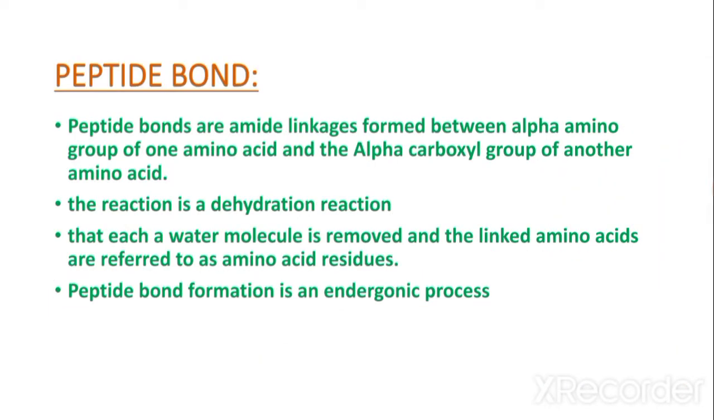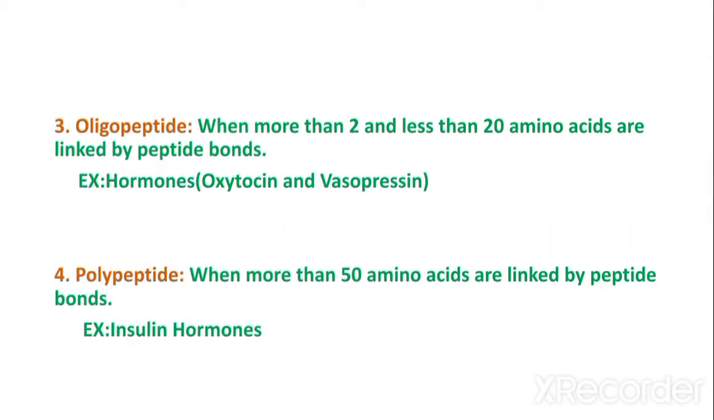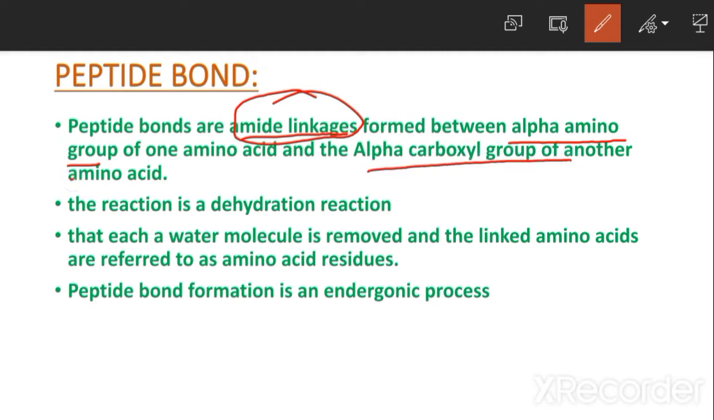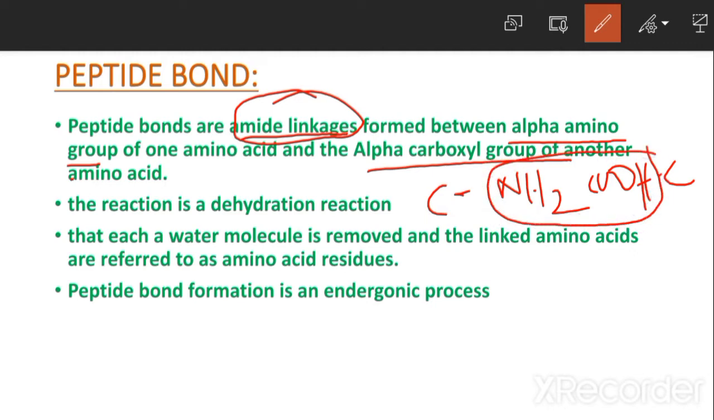Then the peptide bond. Peptide bonds are amide linkages formed between the alpha amino group of one amino acid and the alpha carboxyl group of another amino acid. That means a bond between NH2 and the COOH of the other amino acid. These two undergo bond formation, and that is the peptide bond.